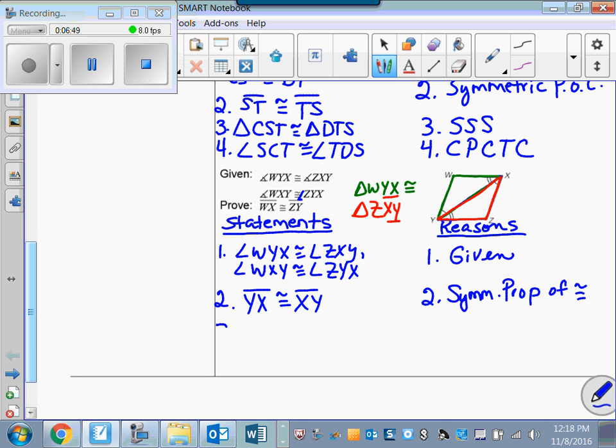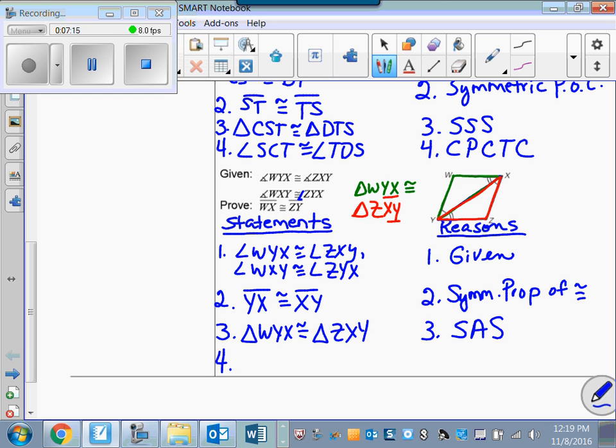And now I have those two triangles are congruent. Triangle WYX is congruent to triangle ZXY. And we know that's by the side angle side congruence postulate.